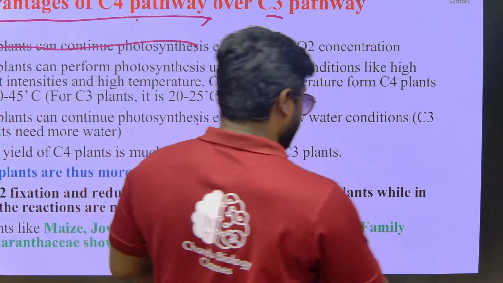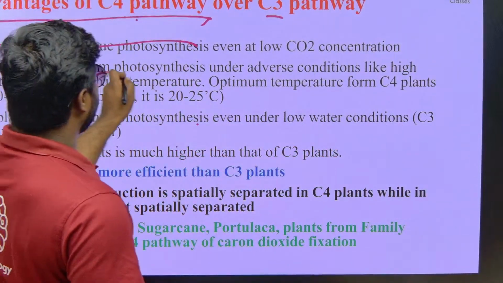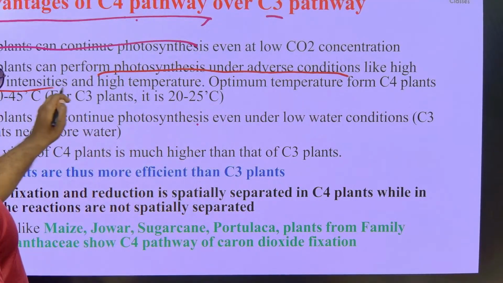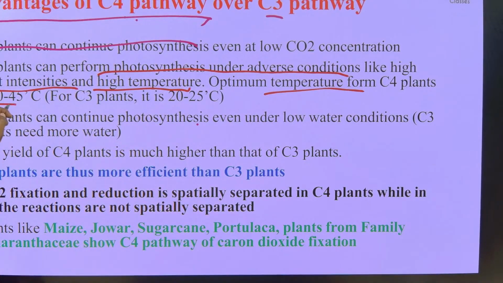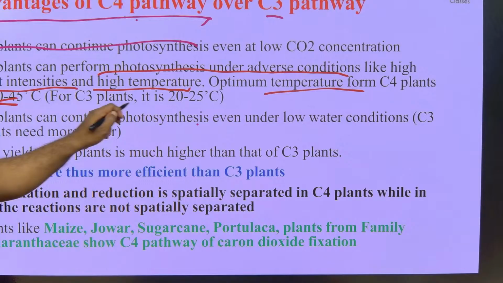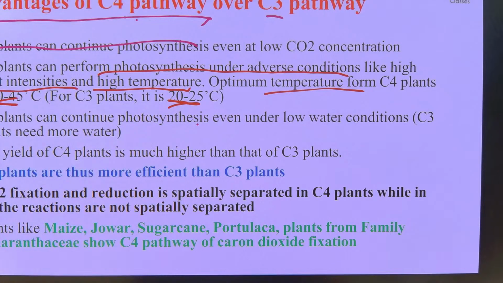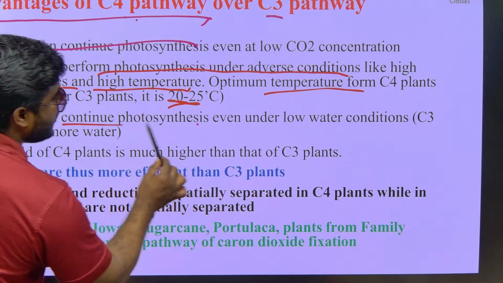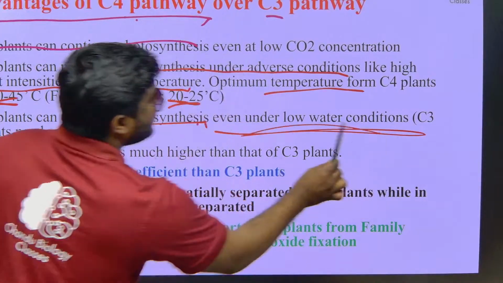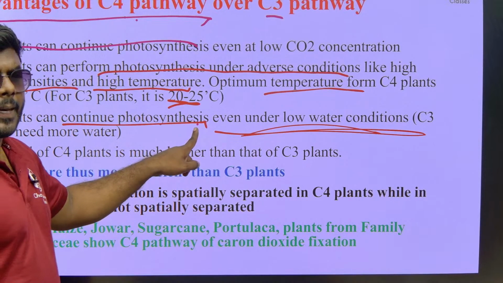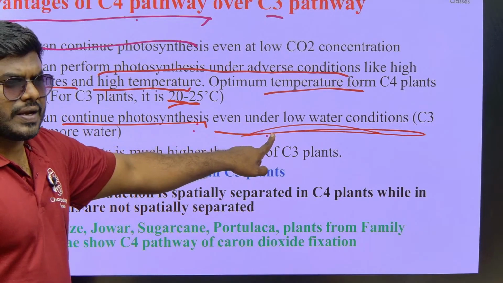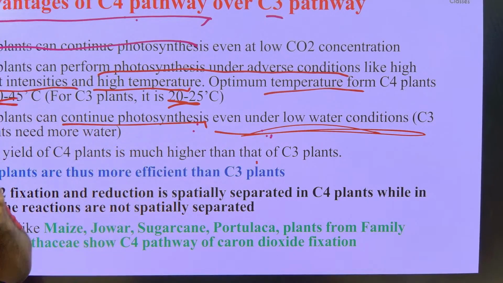Correct or not? Now, see, C4 plants can perform photosynthesis under adverse conditions like high light intensity and high temperature. The optimum temperature for C4 plants is 30 to 45, but for C3 plants it is 20 to 25 only. Correct? See the interesting point: C4 plants can continue photosynthesis even under low water conditions. So I will tell you in the upcoming slide what they are saying.